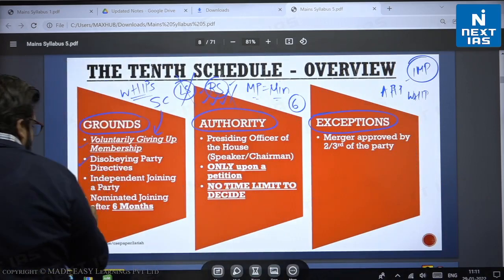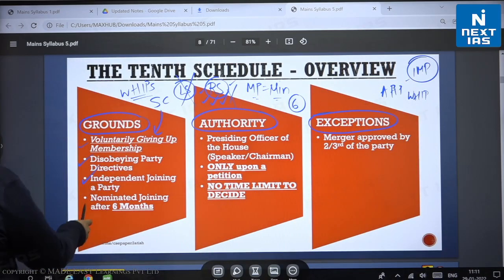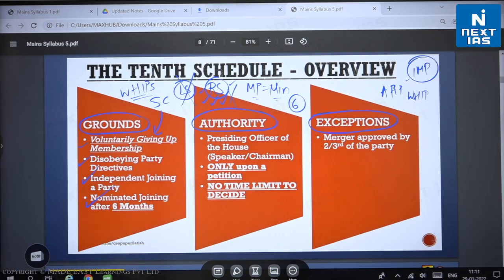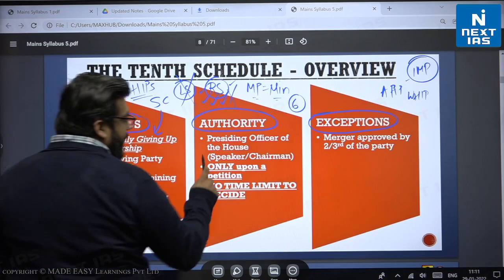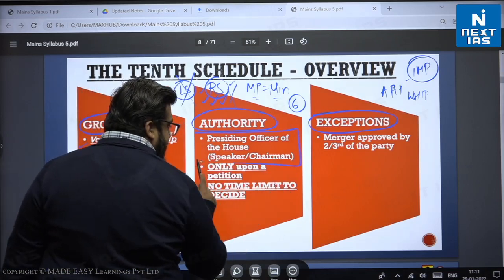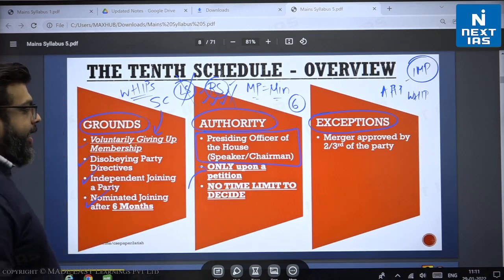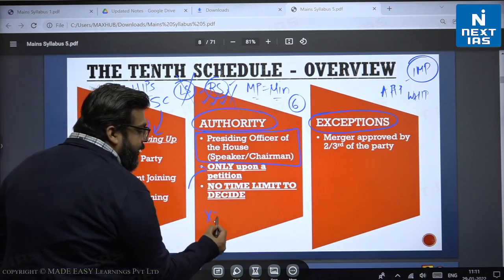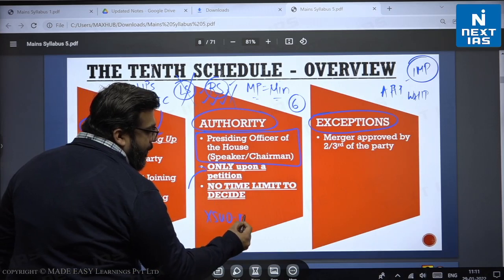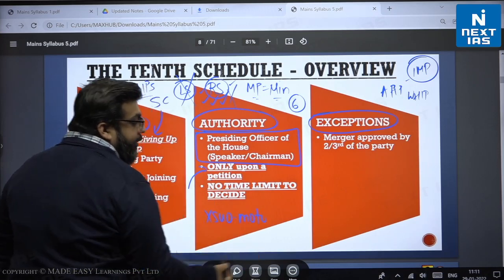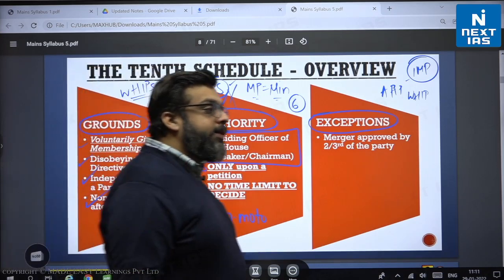देन ऑफ कोर्स आई टोल्ड यू, independent MP joining a party, and nominated joining after 6 months. I'll give you the interpretations to this. And I told you, the presiding officer decides, and only if there is a complaint. They cannot do any suo moto decisions. Suo moto मतलब अपने आप से.